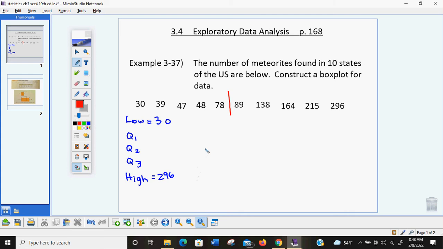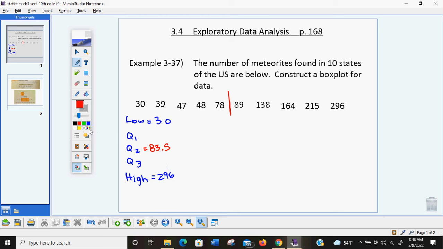Q2. To get the Q2, you take 78 plus 89, divide by 2, and your Q2 is 83.5. Because it falls in the middle of two numbers, you add the two numbers, 78 plus 89, then you divide by 2. So your Q2 is 83.5.